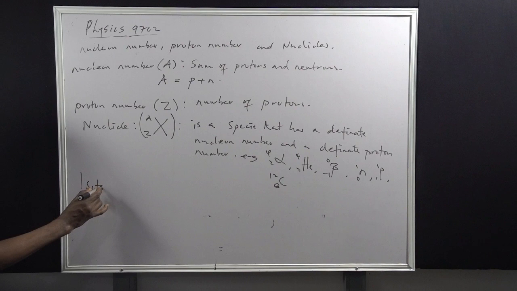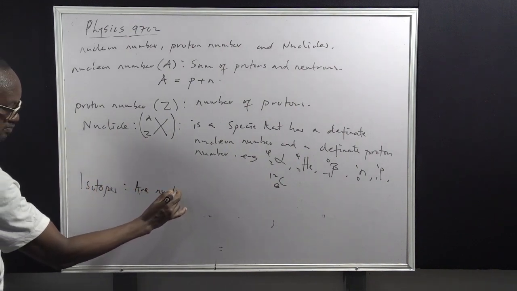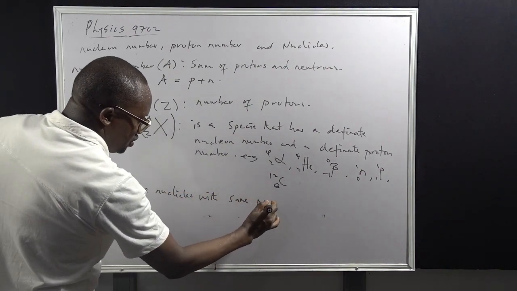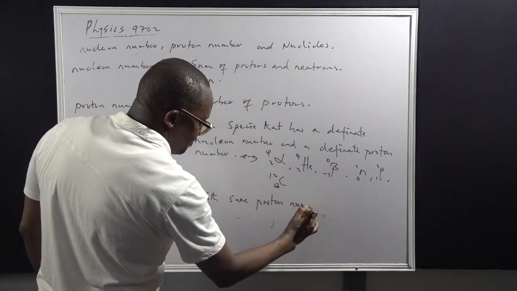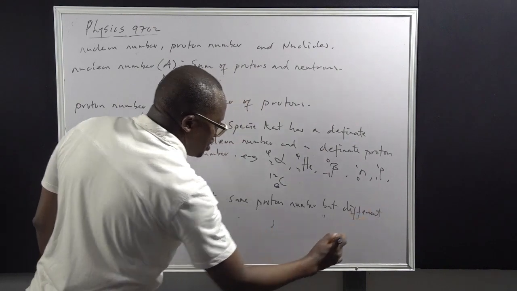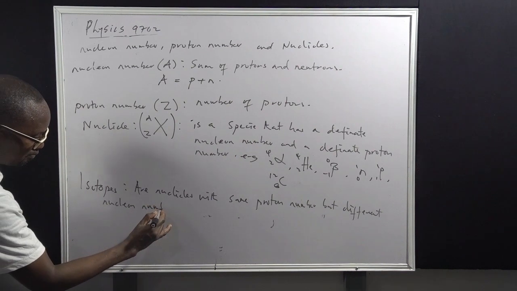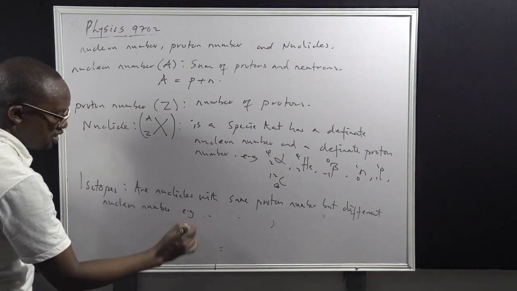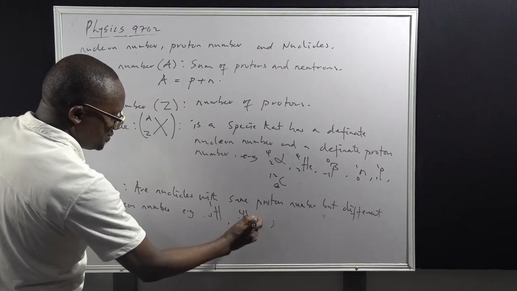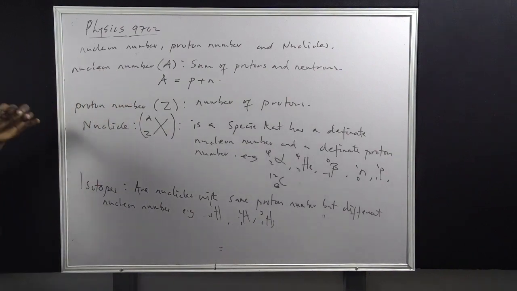Then what are isotopes? Isotopes are nuclides with the same proton number but different nucleon number. E.g. hydrogen 1-1, hydrogen 2-1, hydrogen 3-1. All these are isotopes.